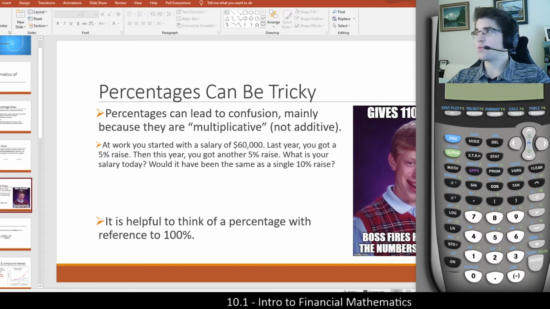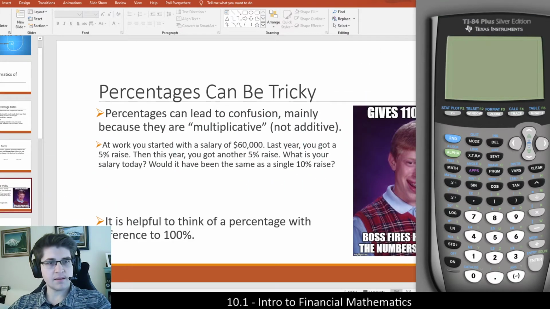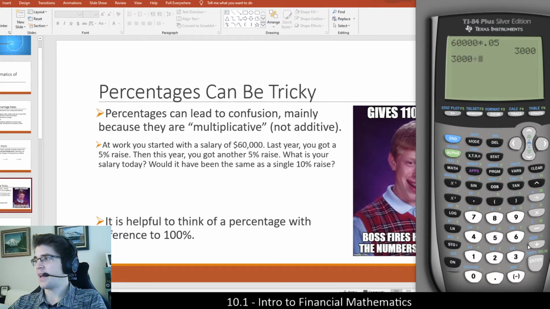So let's say we're going to start with a salary of $60,000. If we apply our first raise to that, this brings up another point about how to apply a percentage that I wanted to mention. If I think about what a 5% raise means, that means I want to take 5% of my initial salary, which is multiplied by 0.05, which would be $3,000. And I can take that $3,000 and add it to my initial salary. That would give me my new salary after the 5% raise.